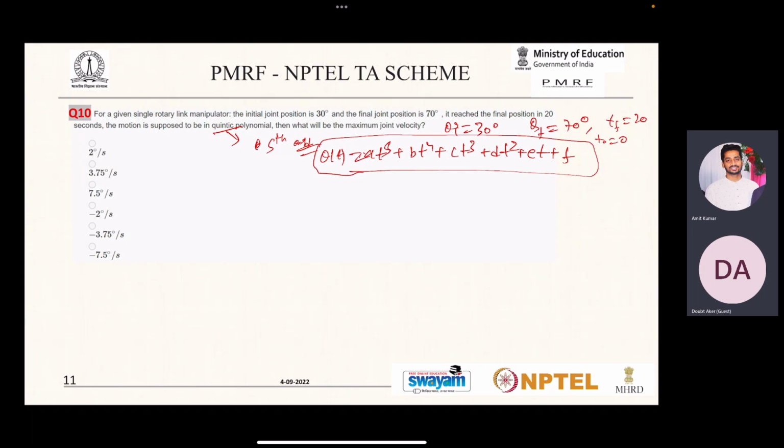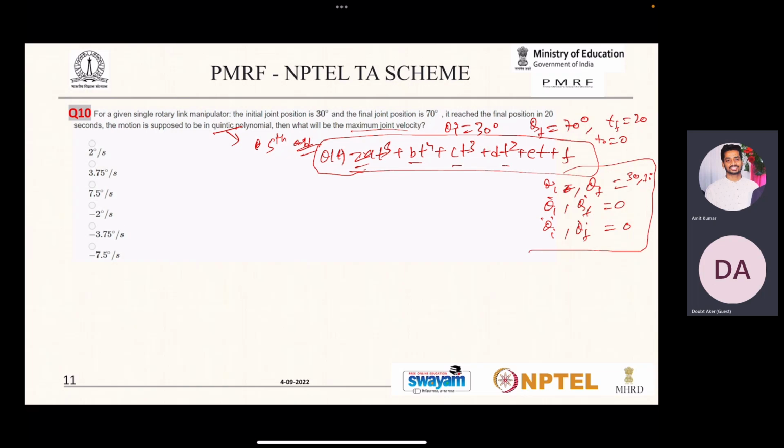If you solve for that, you will be given theta i, theta f, theta i dot, theta f dot, theta i double dot, theta f double dot, as we have discussed earlier. The velocities will be 0 at initial and final, the accelerations will be 0 at initial and final, and the positions will be given here as 30 and 70. Using these equations, you can find all the coefficients, and then we can find the maximum joint velocity as we have done earlier. As you have also gone through the lecture, I will not be solving this in the interest of time here, but you can solve using these conditions.